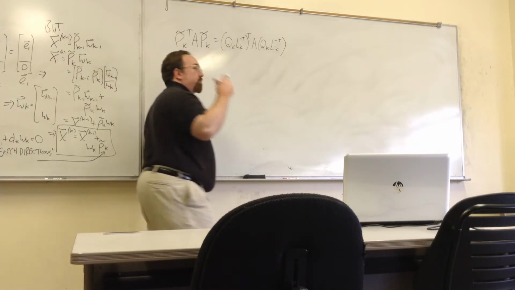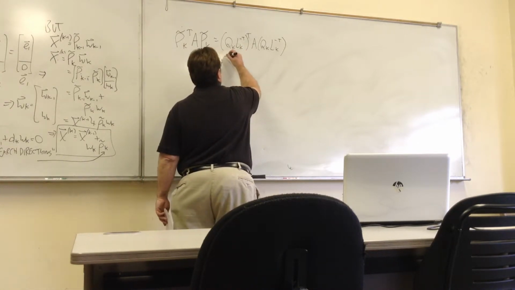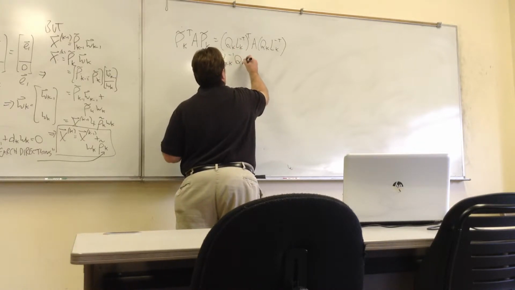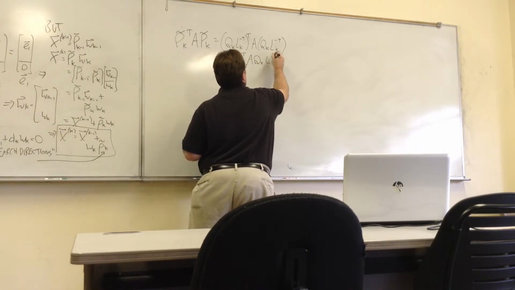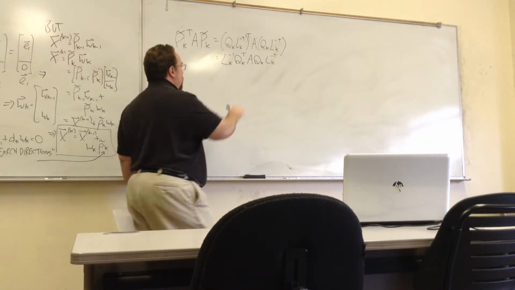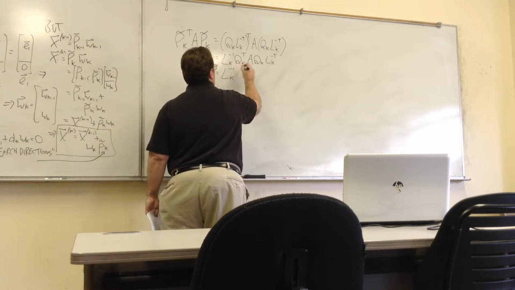Remember, the transpose of a product is the product of the transposes in reverse order. So this is going to be Lk inverse, Qk transpose, A, Qk, Lk inverse transpose. But Qk transpose A Qk, that was defined back on Monday to be Tk.